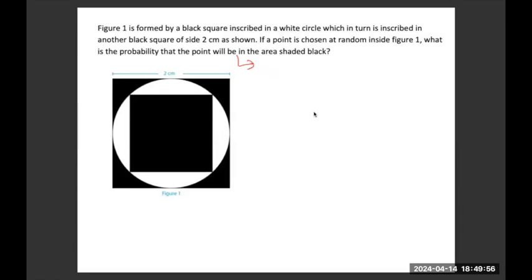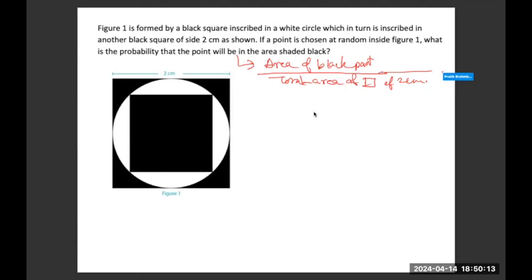area of the black part upon the total area of the square. This is the bigger square of 2 centimeters. I know the area of the bigger square, which is 2 multiplied by 2, which is 4 square centimeters. In this diagram, I just know the side of the bigger square. I don't know the side of the smaller square that is inside. I want to find that area.